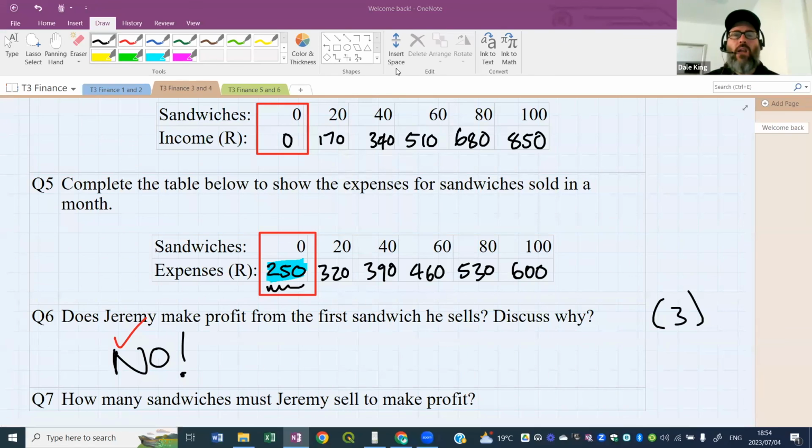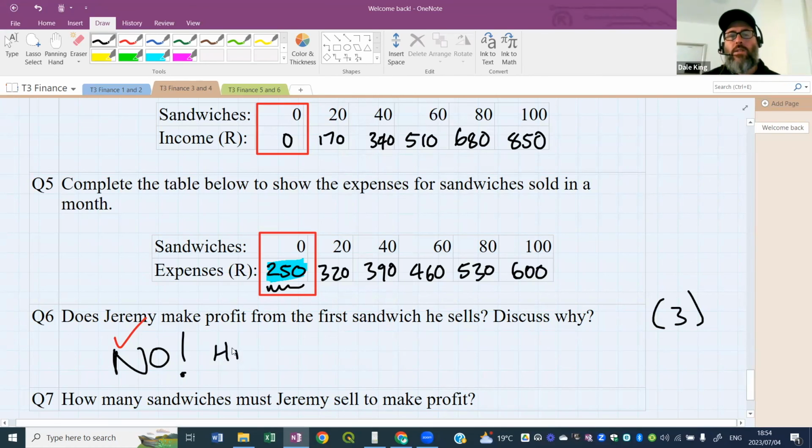Look at that value there. If you make no sandwiches, you still got an expense of $250. So the fixed expense costs are very high. All right. Now you guys were right when you said the income is too low for one sandwich. He has to make a lot to get over that fixed expense of 250 Rand. Okay.